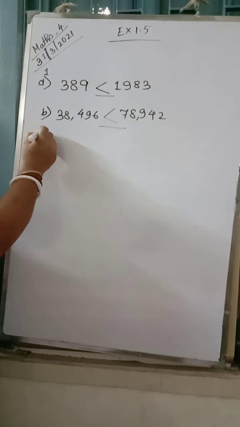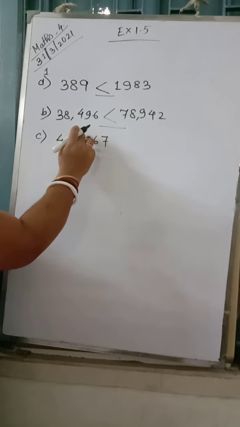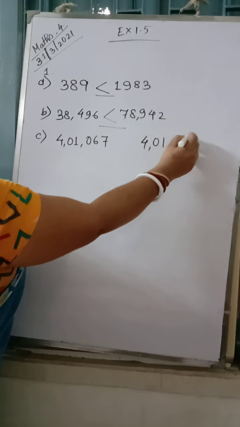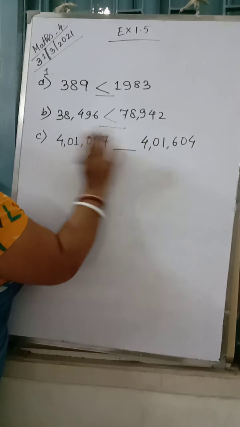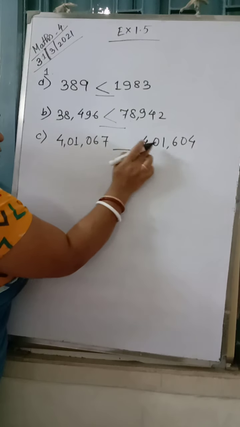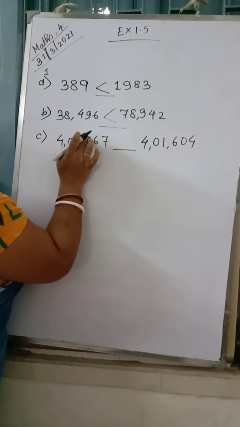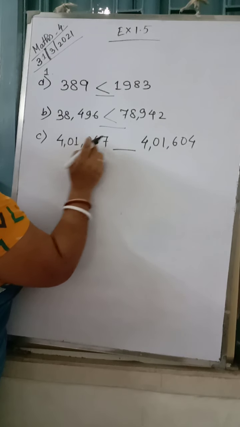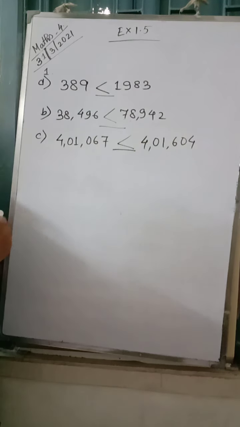Look at number C. 4,01,067, and on the right side you have 4,01,604. Now both sides have 6 digit numbers. We'll compare the digits. Lakhs place 4, 4, same. 10,000 place 0, 0, same. 1,000 place 1, 1, same. So when the digits are the same, we go on moving to the next digit, is it? Now see the 100 place: 0, 6. So 6 is more than 0. So this will be greater than.